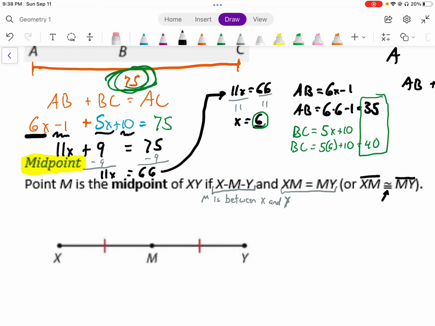All right, so for it to be the midpoint, it has to be between them, and those two segments have to be equal. Notice they're both marked here with a red, now I'm changing it to orange, one orange tick mark. Or I could have done like 3 to show, hey, that segment there, XM, is congruent to MY. So midpoint does go exactly in the middle.